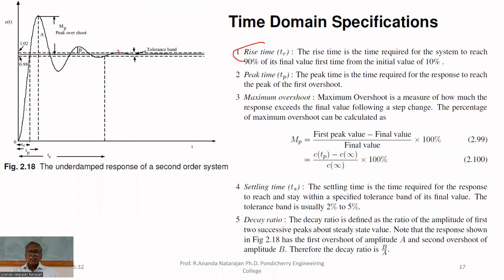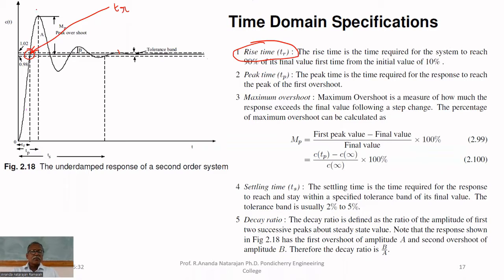The first time domain specification is rise time, TR. TR means the time taken to reach the final value for the first time. So it reaches the final value for the first time at this point. Therefore, the time taken to reach this point is TR. But by definition, it takes time from 10% to 90% also, we can say. But while calculating, we will take from t equal to 0 to the time taken to reach 100%.